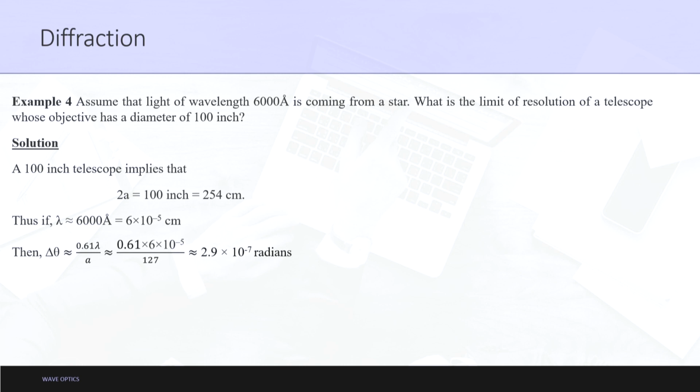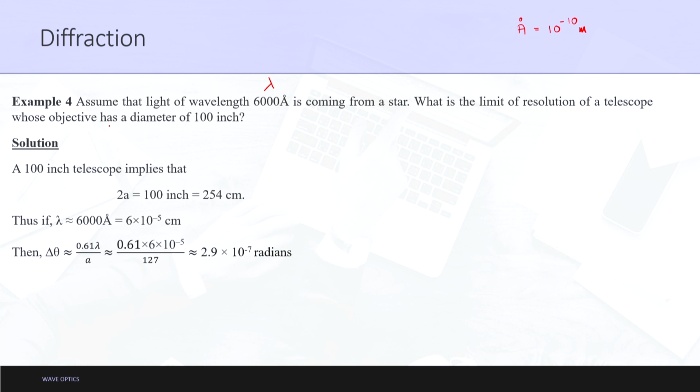Okay, so now let us move on to one of the questions on resolving power. Please look over this question. Assume that light of wavelength 6000 Angstroms is given, and an Angstrom is 10 to the power minus 10 meters. This light is coming from a star. What is the limit of resolution of a telescope whose objective has a diameter of 100 inch? Just for your clarity, 100 inch is equal to 254 centimeters, as 1 inch is equal to 2.54 centimeters.